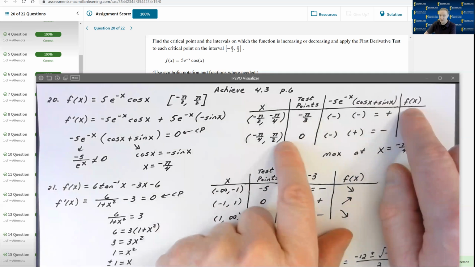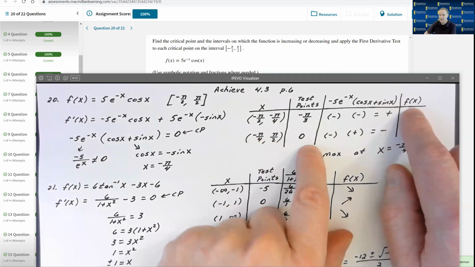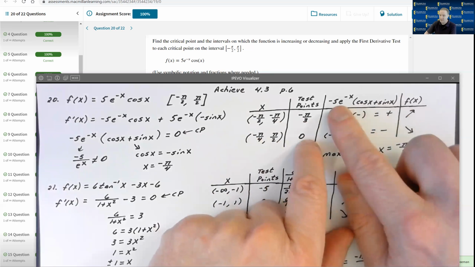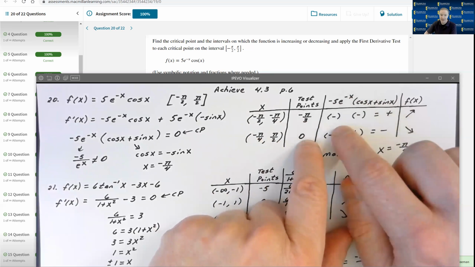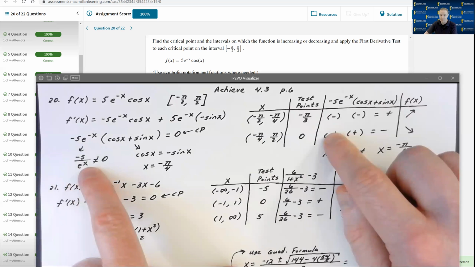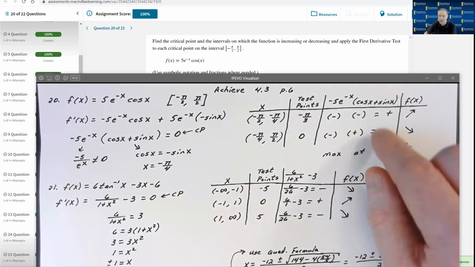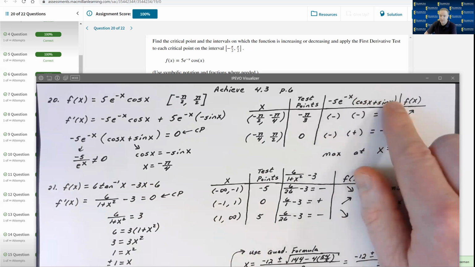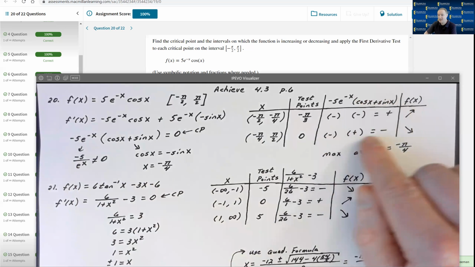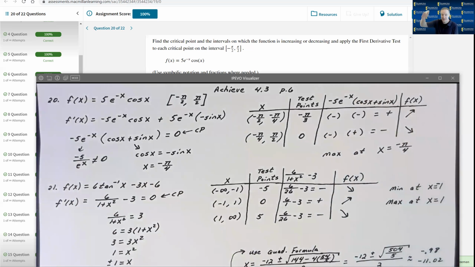What happens after the critical point, though? I plug in a 0 to find out. Clearly, my first factor is still going to be negative. It'd be a negative 5 divided by 1 because e to the 0 power is 1. And my second factor, it would be positive because we know the cosine of 0 is 1, sine of 0 is 0. So that's just 1 plus 0. A negative times a positive is a negative. We can say our function is decreasing in that region.